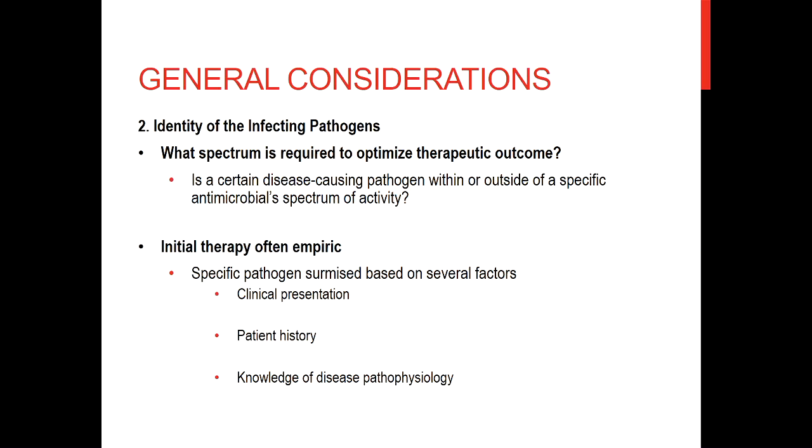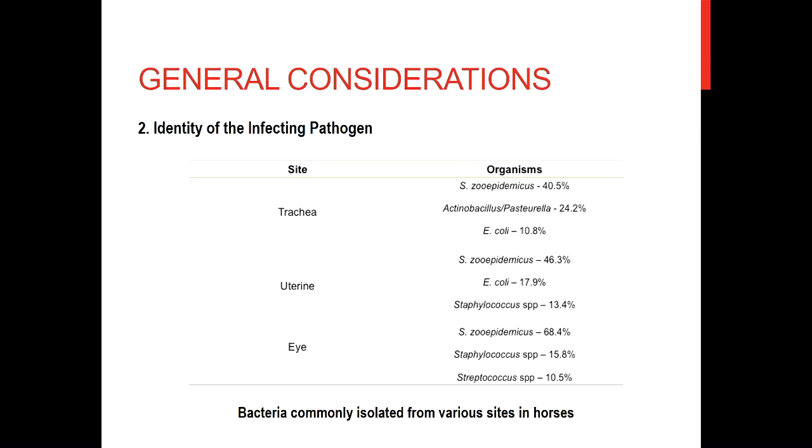So it could be the clinical presentation, maybe it's the patient history. I've got some understanding of disease pathophysiology that gives me some sense of what I think is probably there. And if we look at horses and bacteria that are commonly isolated from different body sites in horses, if we look at the trachea of horses with bronchopneumonia, the most common isolate that I identify is Strep zoo. Without question, Strep zoo. Now, I could also see Actinobacillus, some Pasteurellas, and a smaller proportion of E. coli. But when I diagnose an adult horse with bronchopneumonia, Strep zoo is the pathogen that I'm most concerned about. So my empiric therapy would be targeted against Strep zoo.